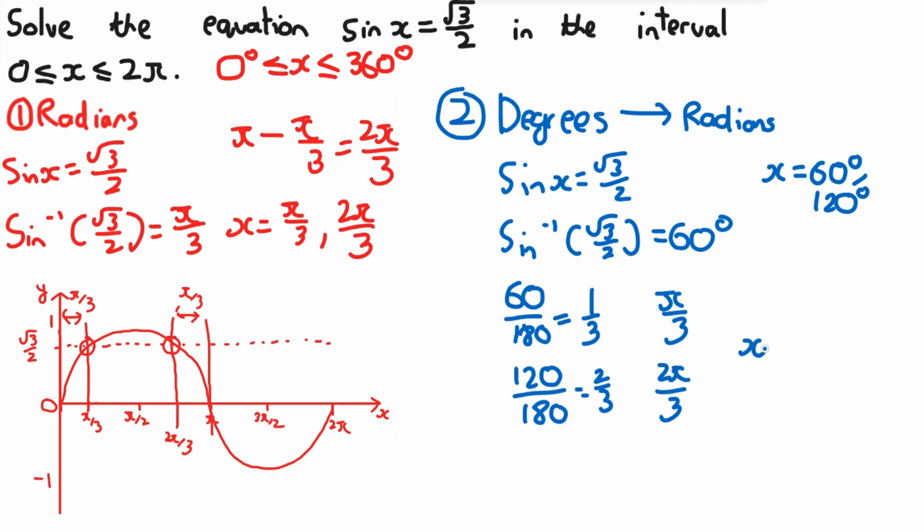So therefore x is equal to these two values, pi over 3 and 2 pi over 3, and you can see that we have got out the exact same value. So whichever method you prefer, do either one, and it's just how comfortable you are in radians. It's your choice which method you do.